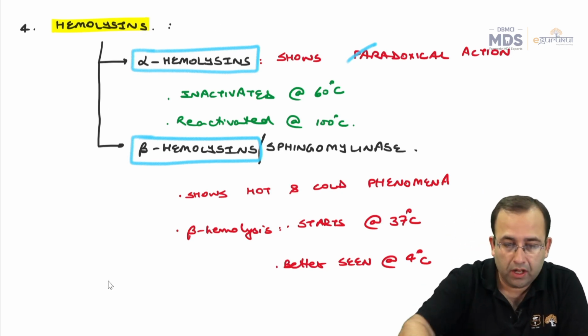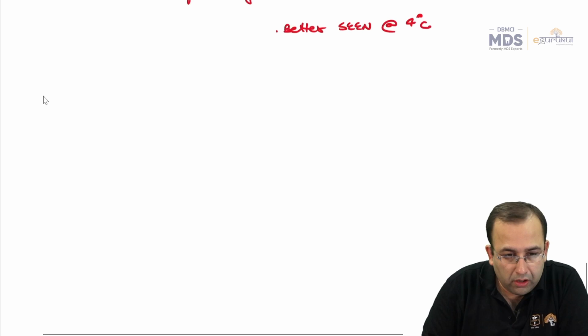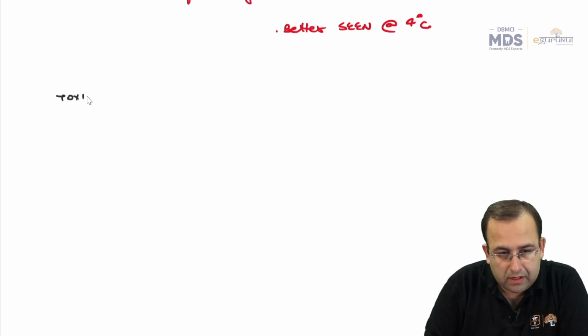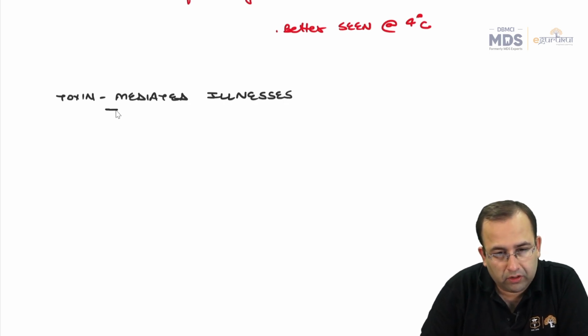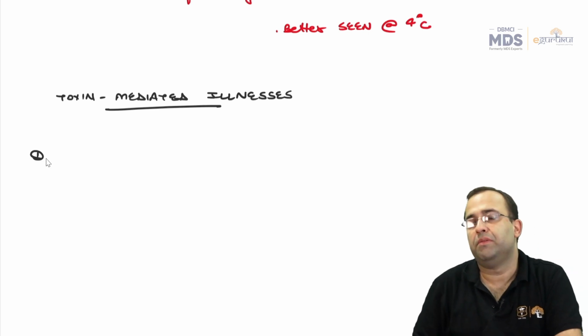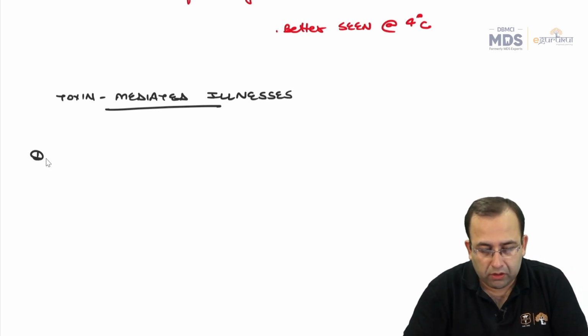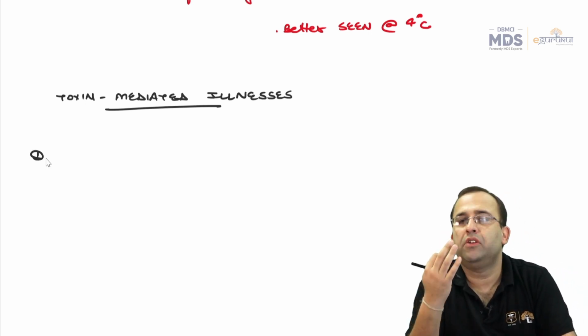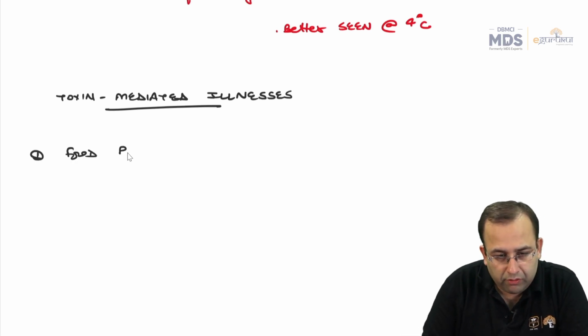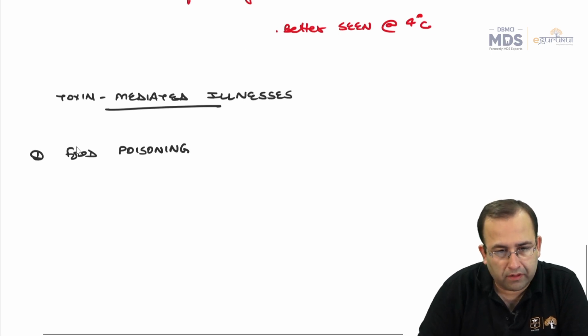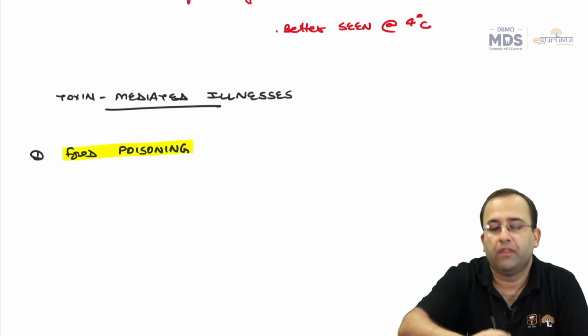Next point. This gets us to toxin-mediated illnesses associated with Staph aureus. Again, it is asked, the toxin-mediated illnesses. Whenever we talk of toxin-mediated illnesses, 3 main toxin-mediated illnesses come to my mind. The first, of course, is food poisoning. Staph aureus is associated with food poisoning.